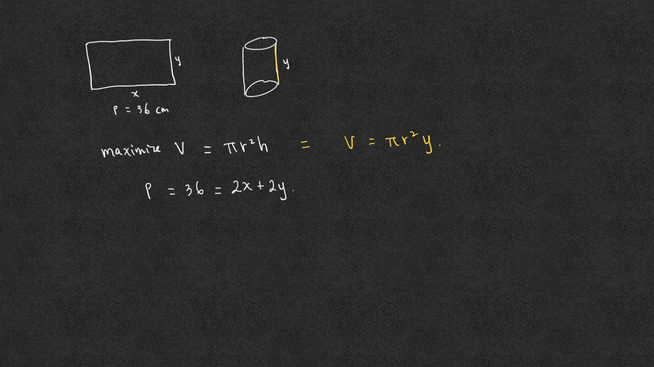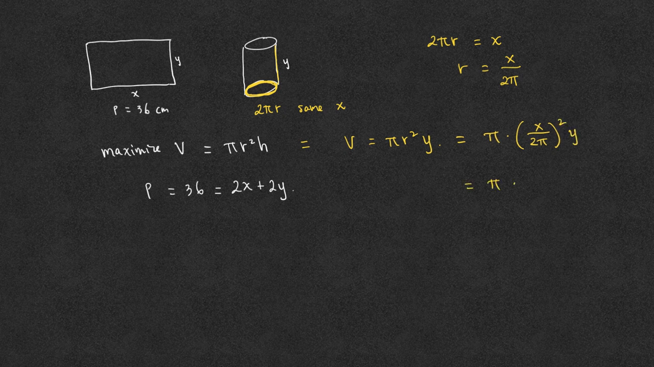But this cylinder has the circumference at the bottom being 2 pi r, where r is the radius of the circle. The length of this circumference, 2 pi r, needs to be the same as the length of the rectangle, which is x. So 2 pi r has to be x. r is therefore x over 2 pi. So we replace the volume, pi times r squared, with x over 2 pi squared times y.